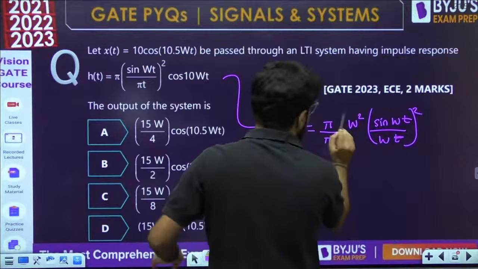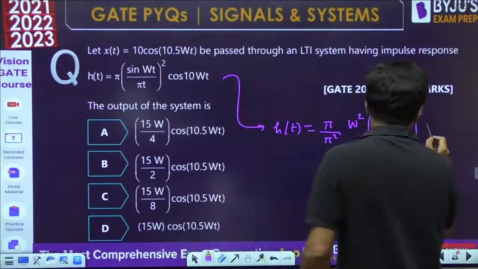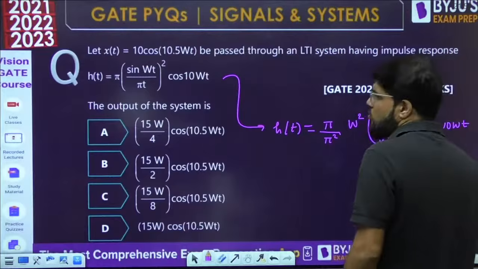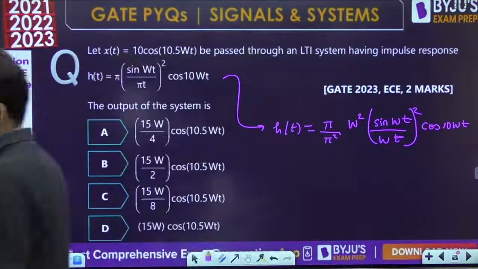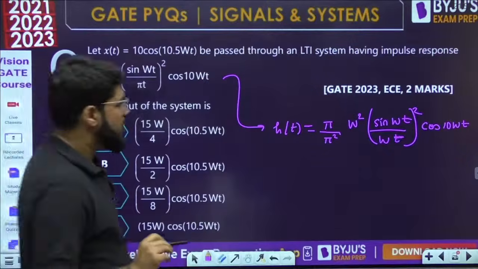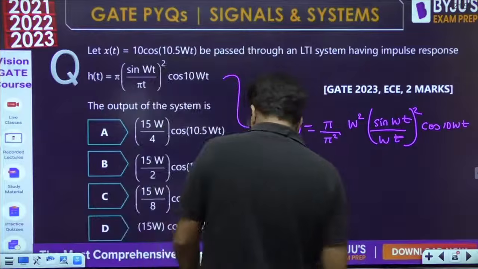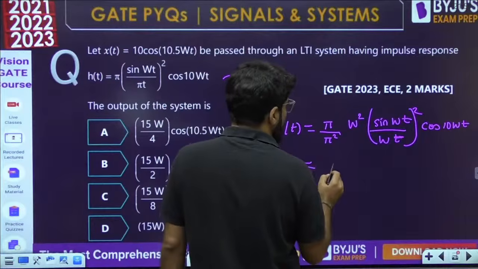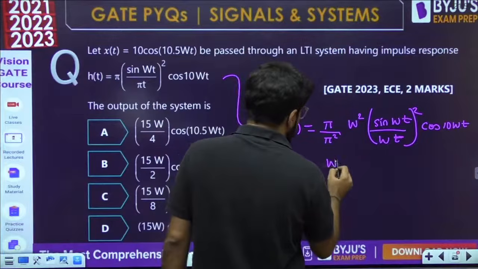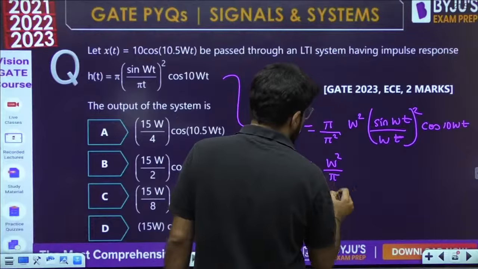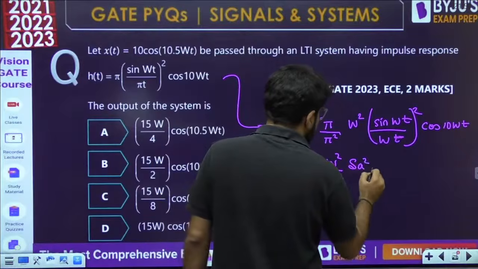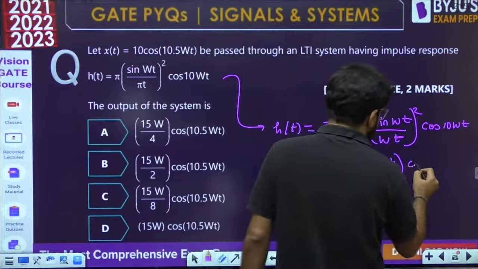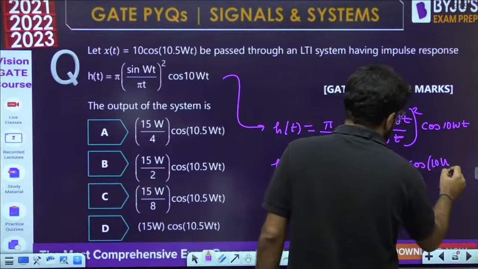So that this W square can get cancelled, into cos of 10 Wt. Now this is the h(t). Let us keep it simple. So it is now equal to pi by pi cancelled, so W square by pi into sampling square, sin theta by theta, sampling square Wt, into cos of 10 Wt.